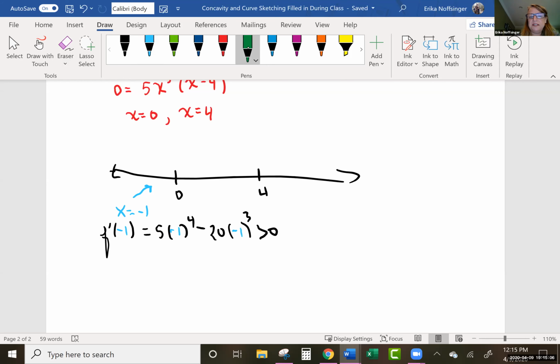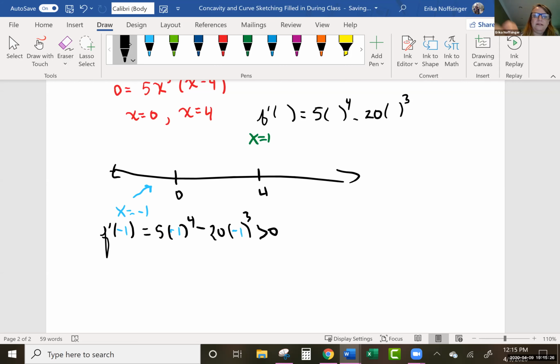So choose something in between 0 and 4. If we choose x equals 1, and we plug that back into the derivative, we get 5 times 1 raised to the 4th minus 20 times 1 cubed. I can see right away that that's going to be a negative number because this is 5 minus 20, which is less than 0. And so my function has to be decreasing between 0 and 4.